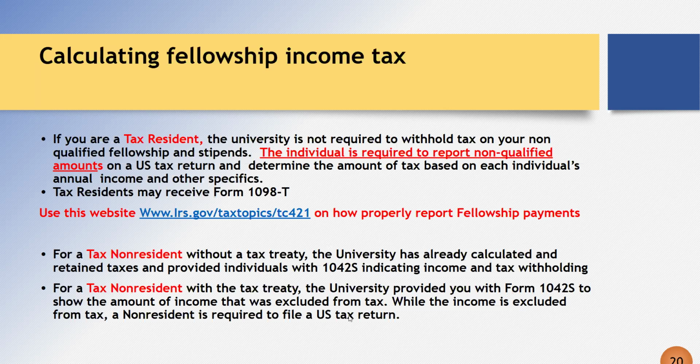For a tax non-resident without a tax treaty, the university has already calculated and retained taxes. We just gave you Form 1042-S, and you need to include it on your tax return. For a tax non-resident with a tax treaty, the university provided you with Form 1042-S to show that your income was excluded from taxes. So you will again just complete your tax return and take the information from 1042-S.